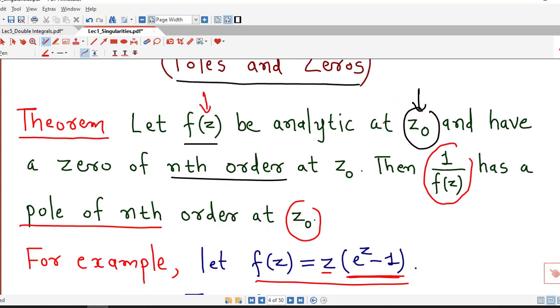If a function f of z is analytic at some point z equal to z0, and if z0 is a zero of nth order of f of z, then z0 is a pole of nth order of the reciprocal of f of z, which is 1 over f of z.